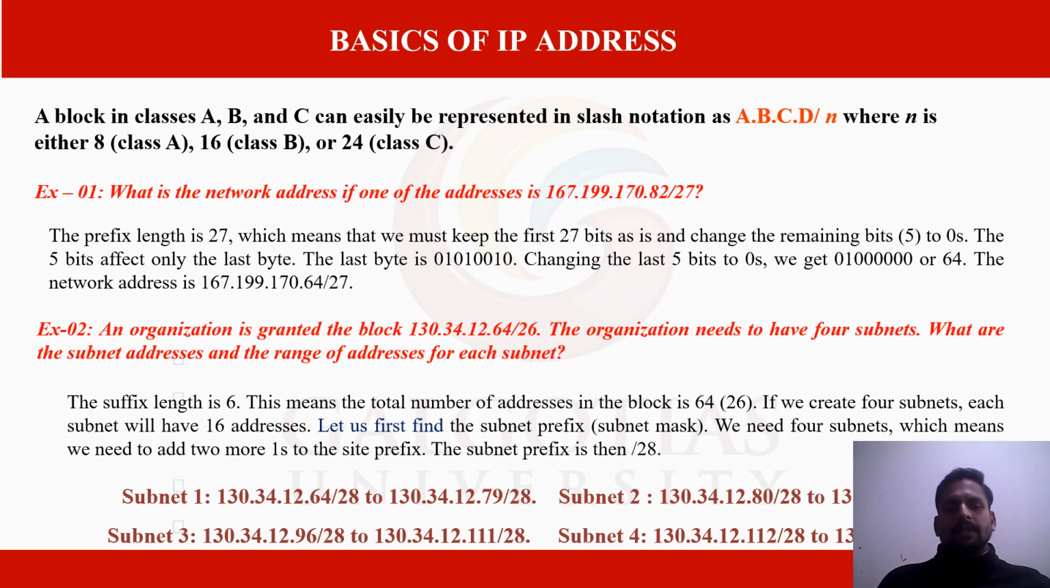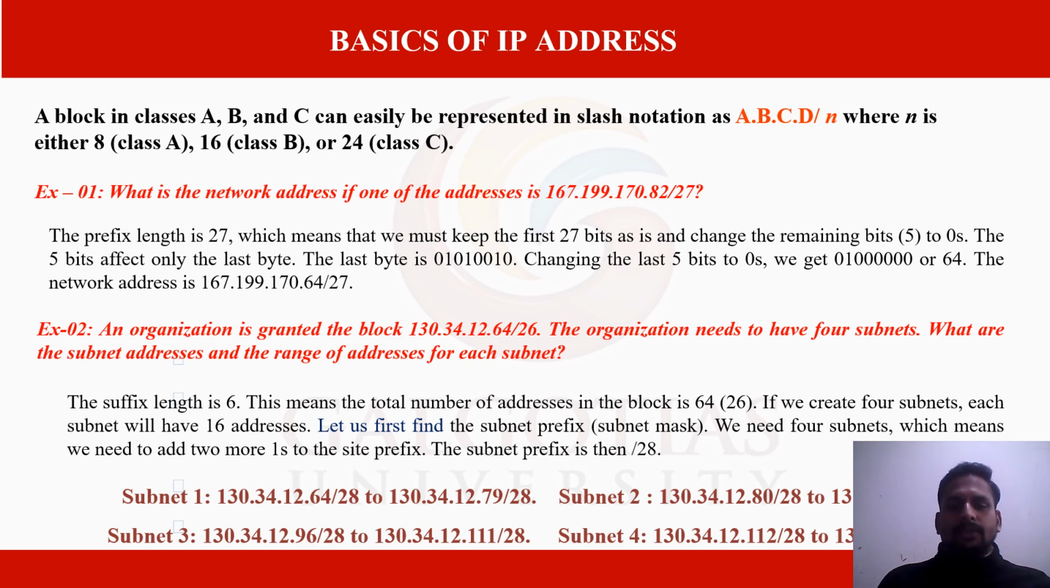Okay, that means the 24 bits are used for identifying the network. So we are extending some other bits from this 24 to 27. That means 255.255.255, it is the 24 bit value, so it is the class C type of IP addresses. Okay, so 3 we are extending, that's what they are telling. And the remaining bits to change are 5 to 0. And the 5 bits affect only the last byte, so the last address they are giving is 82, right?